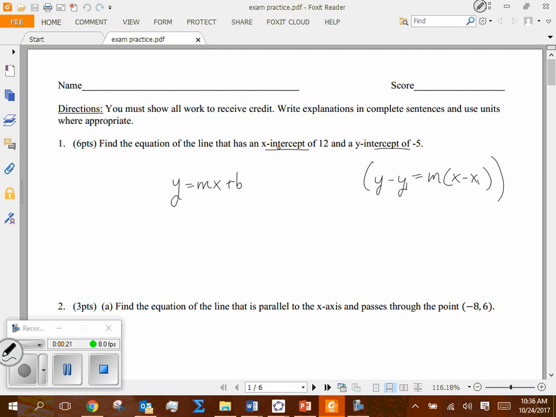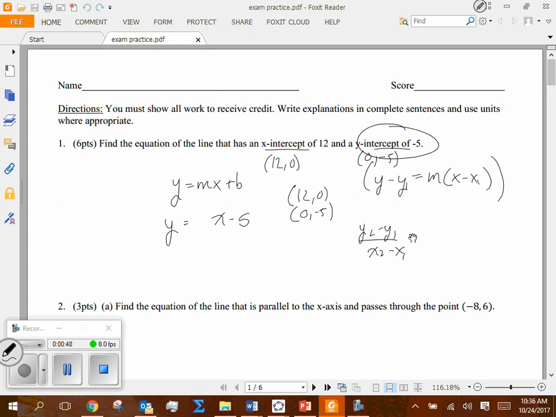And if I use y equals mx plus b, this here is x-intercept 12, so it's (12, 0), and this is (0, -5). We know y-intercept is the b value, so that's -5 there. Now I need m to go with my slope here. So I'm just going to go (12, 0) and (0, -5), and deal with y2 minus y1 over x2 minus x1. So 0 minus -5, and 12 minus 0 gives me 5/12. So the slope here is 5/12, and there's my equation.